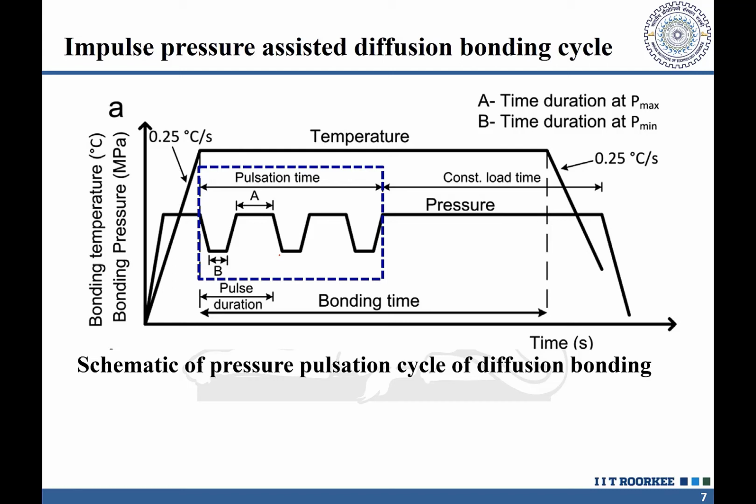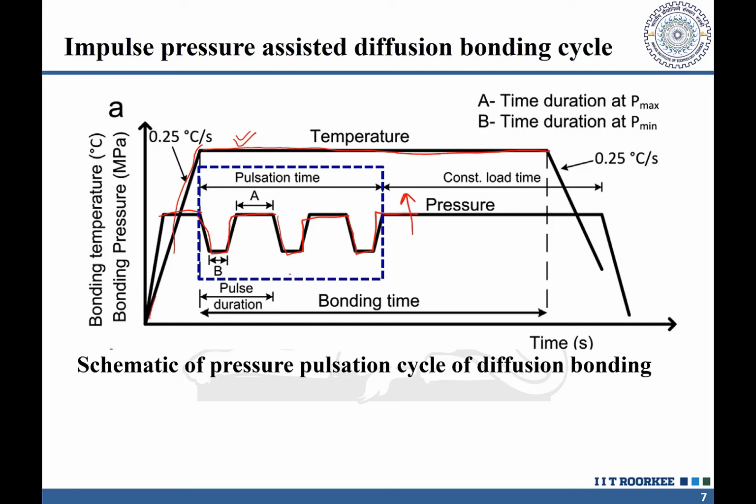And this is the kind of temperature and pressure cycle that was applied. Initially the temperature was increased to the desired diffusion bonding temperature, then kept constant. When the temperature reaches the desired set temperature of, say, 850 or 875 or 900, we start giving the pressure pulsation. The pressure is pulsated like this, about half of the maximum pressure. We can increase the maximum pressure magnitude, and thereafter the pressure can be pulsated.